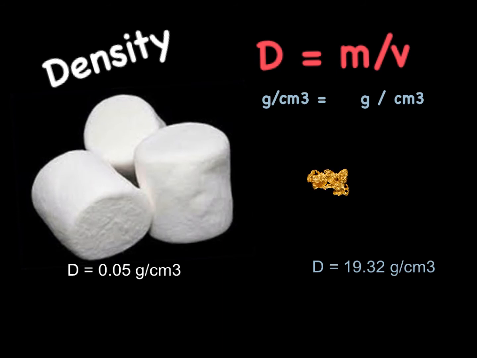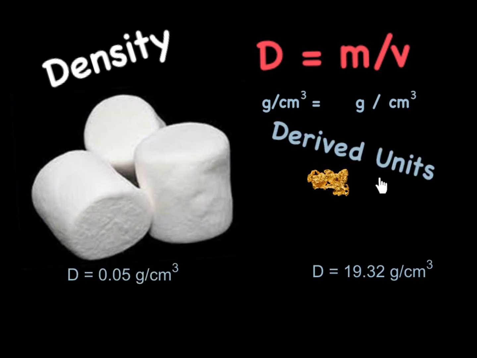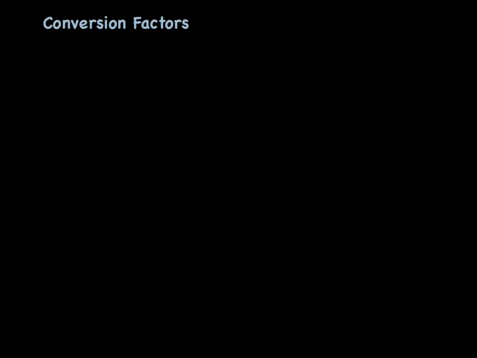And since the units for mass are grams, and we're dividing by the units for volume, which are centimeters cubed in this case, we end up with the units for density being grams per centimeter cubed, or grams per cubic centimeter. These are known as derived units. And that's what you get anytime you multiply or divide standard units.